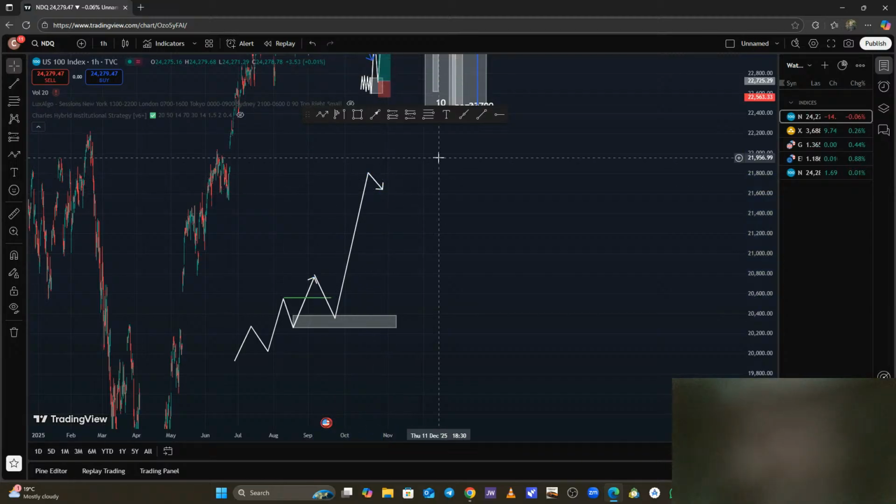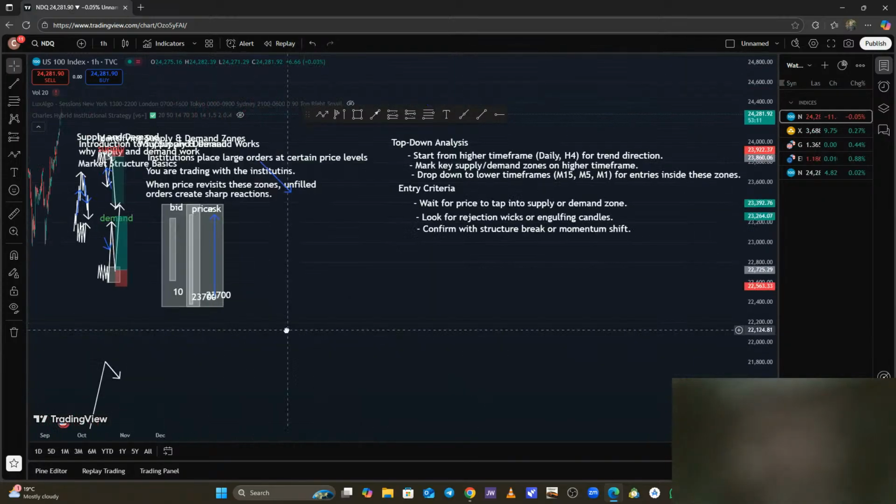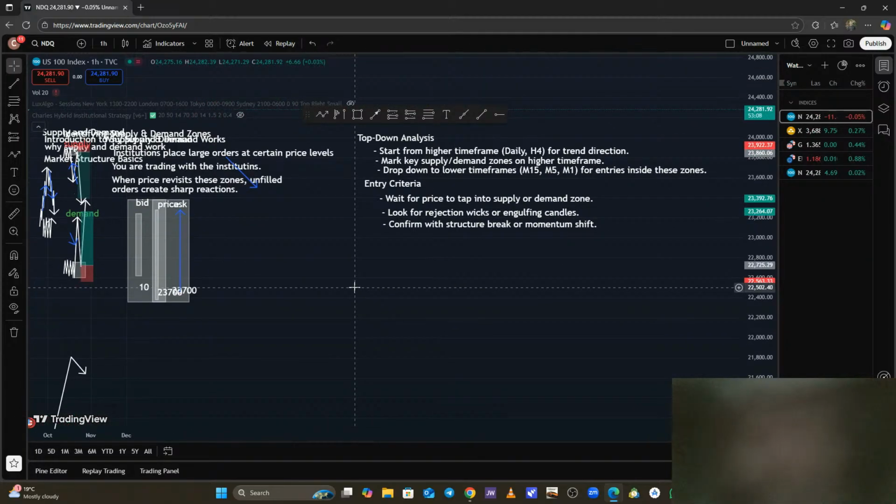So that's number one thing. You need to make sure that you get a break of structure before you validate that supply and demand zone. If the move was strong enough to break structure, then you are sure that specific zone is a strong zone, and not only are you trading that zone, but also big institutions are trading on that zone. So it's that simple.